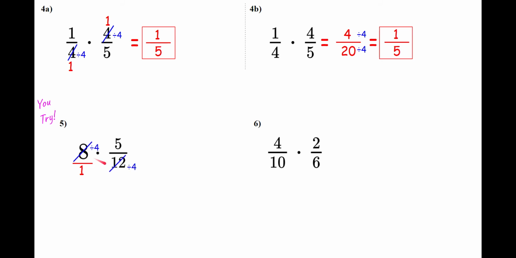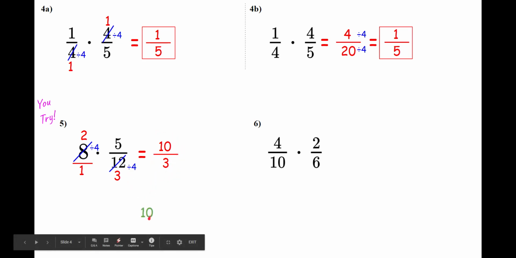Divide 8 by 4, and 12 can be divided by 4 as well. So 8 divided by 4 is 2. 12 divided by 4 is 3. 4, 8, 12. Now, is there any more I can reduce or cross cancel? No. So let's get my answers ready. 2 times 5 is 10. 1 times 3 is 3. And we can't box that yet. It's an improper fraction. Darn these improper fractions.